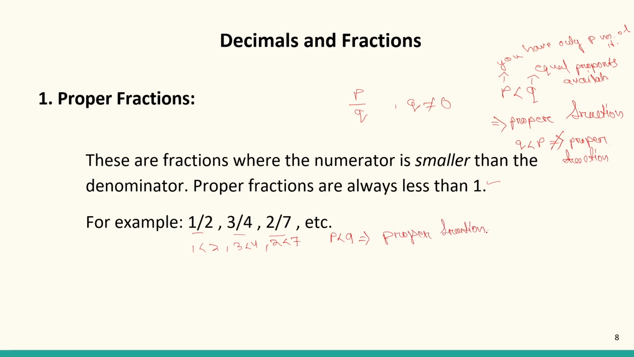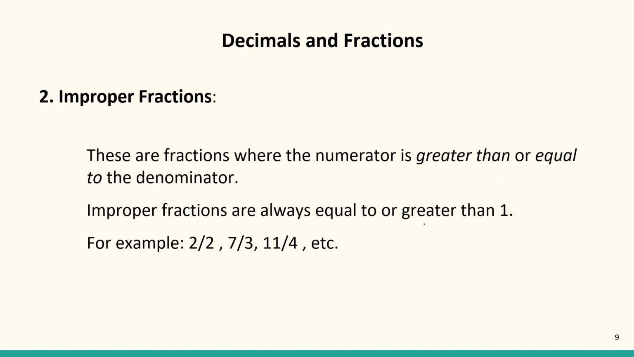So let's see what an improper fraction is. These are fractions where the numerator is greater than or equal to the denominator. Either it is greater than or equal to. So if given is p by q, this is a fraction, right? And q is not equal to 0, with the condition that q is less than p. Then this implies that this is an improper fraction.